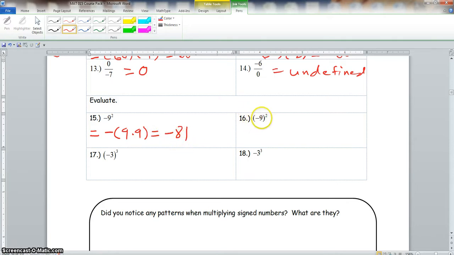Now with 16, we have this number in parentheses squared, so we will rewrite this as negative 9 in parentheses times negative 9 in parentheses. A negative times a negative is a positive, and 9 times 9 is 81. Now we go down here to number 17.